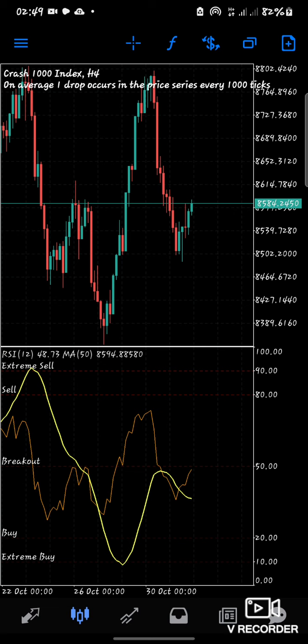Previously, I published a video about a spike detector, a mobile robot that gives you notifications whenever a spike is about to occur in boom and crash, that works on mobile phones only. It comes in the form of a notification, and whenever it comes, all you have to do is just place a trade and be in profit.